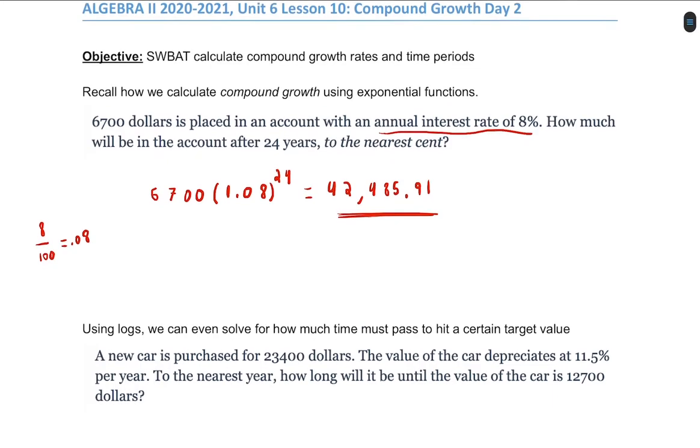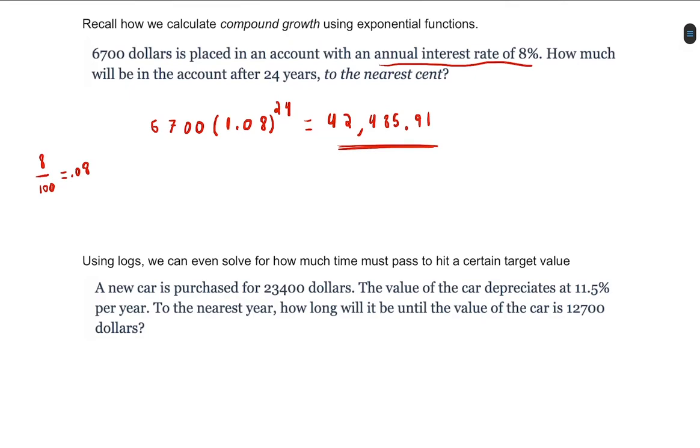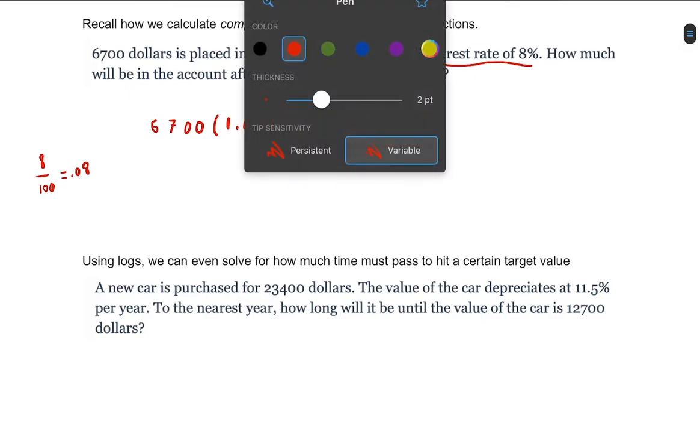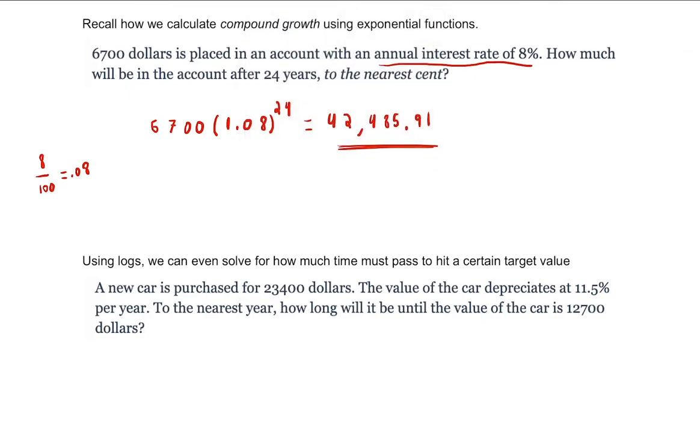We also did trickier problems where we used logs to basically set savings goals, or to figure out when something would be worth some amount of money. And so in this example, a new car is purchased for $23,400. Okay, that's the starting amount. And the car depreciates, right? This means it goes down, at 11.5%.